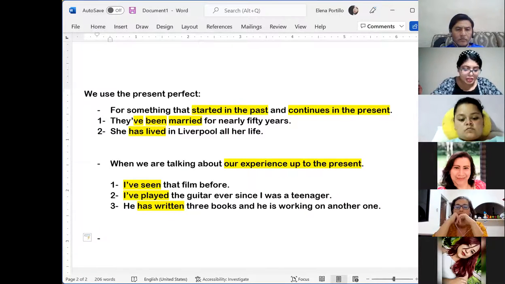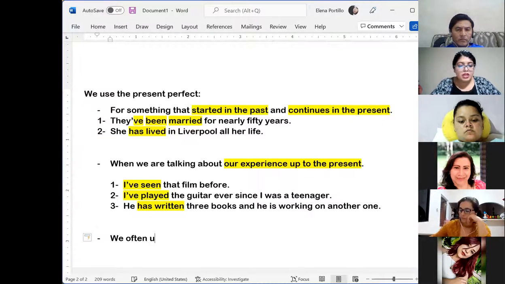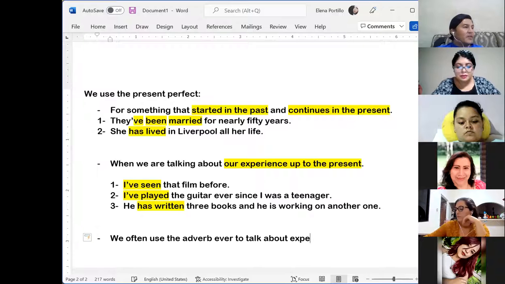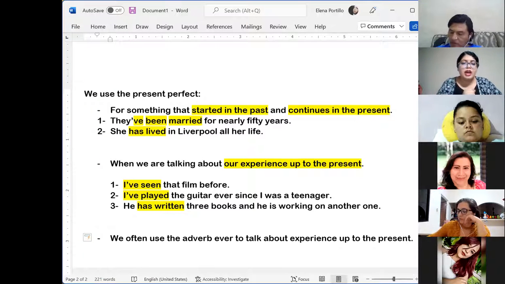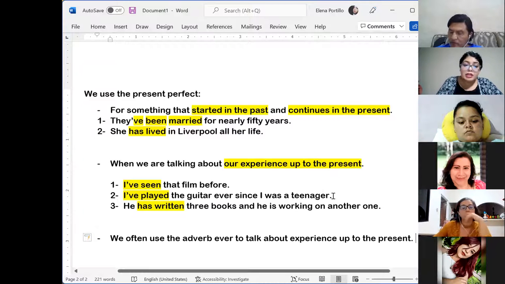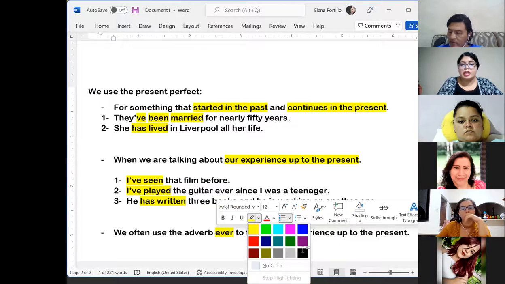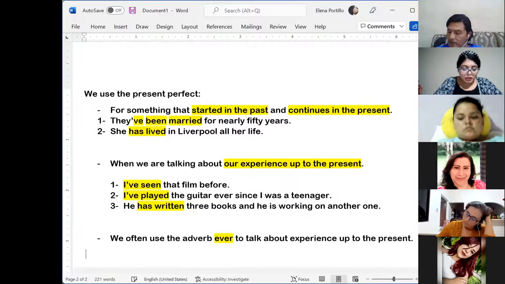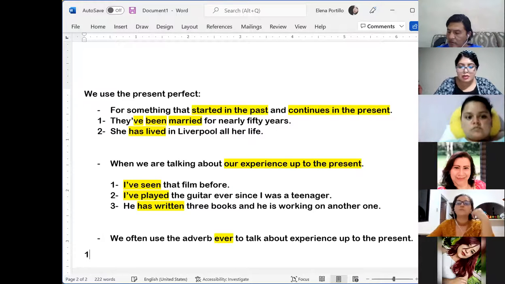Number three says, we often use the adverb ever to talk about experience up to the present. In this case, we are talking about experience again, but we are using this word ever to talk about that experience. So we have here the example.